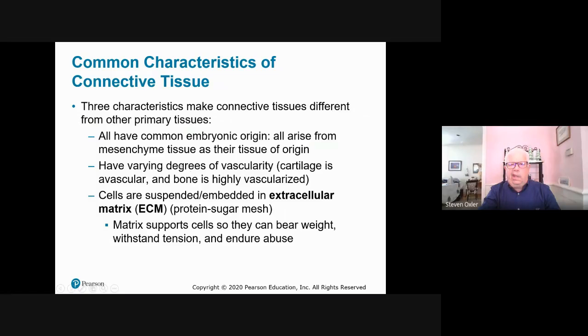Another important thing is that most connective tissues have a lot of blood supply. The word vascularity means it has blood supply, especially bone. Bone has a highly innervated blood supply. However, cartilage has no blood supply. It's avascular. Bone is highly vascular. Cartilage has no blood supply.